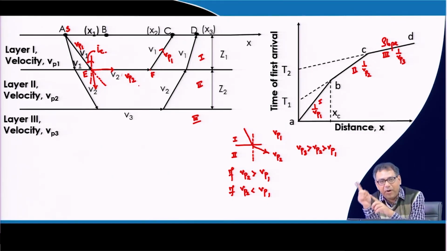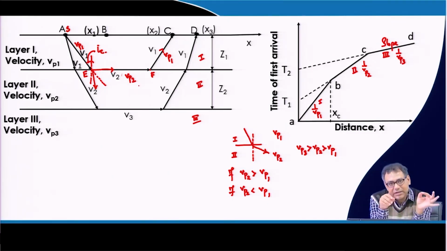So there will be a point at which, if we initially keep on increasing the distance between A and C, that means the source and the geophone, the direct ray will reach first, okay.